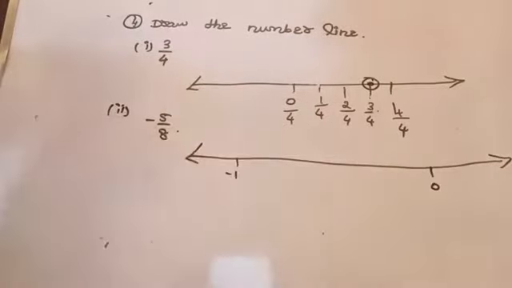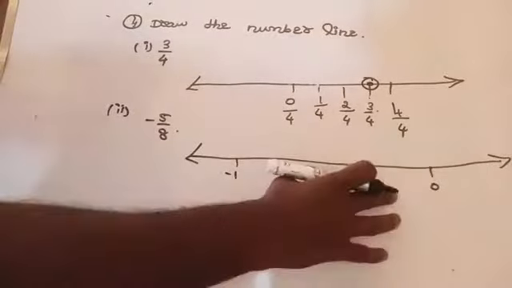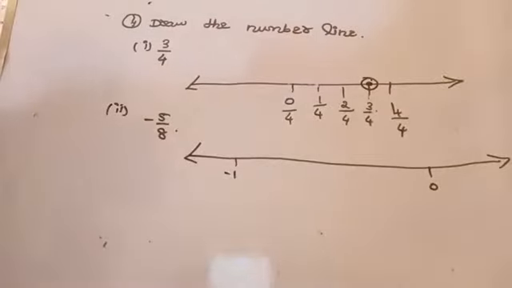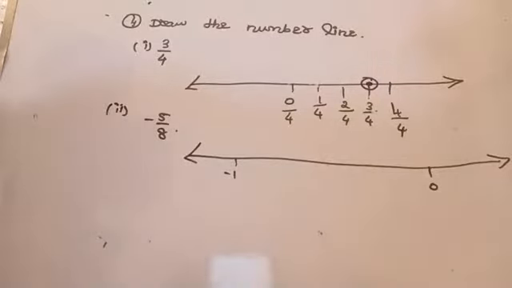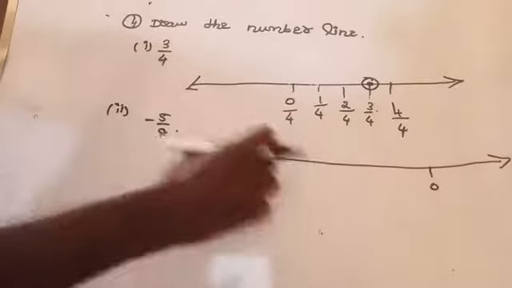Suppose this is minus 1. Somewhere it will lie here. Minus 5 by 8 lies somewhere between 0 and minus 1. What is the total number of parts here? The total number of parts will be 8. So you have to divide 0 and minus 1 into 8 parts.